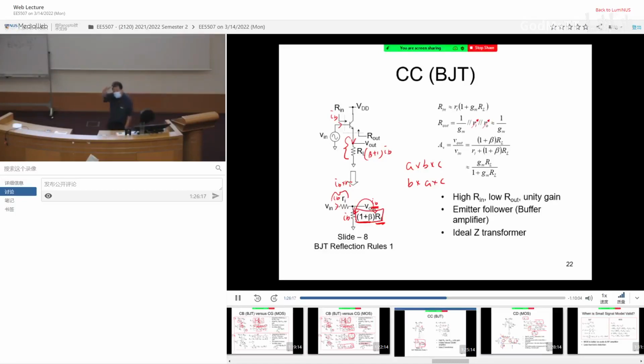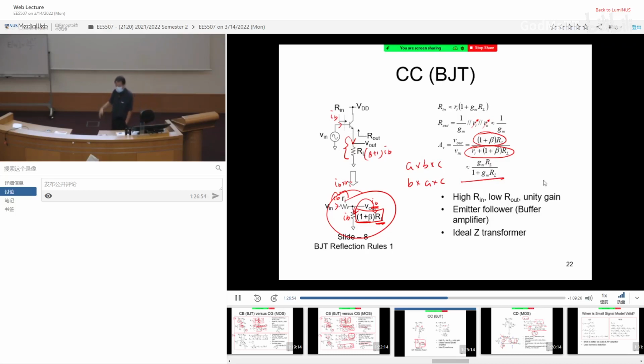So equivalently, I can treat this network as only having one current, IB. But I'm seeing a different kind of resistor. Ri is in series with (beta plus 1) RL. Okay? Now if you do this, then you would be able to derive Vout in a very easy manner because it's a voltage divider. This is the resistor at the output divided by the total resistor. Okay? Eventually you end up having this guy.